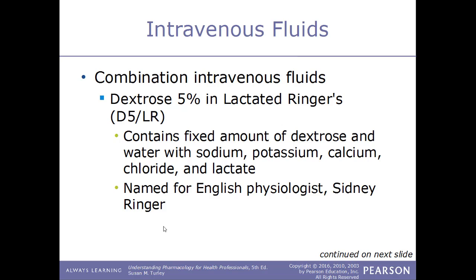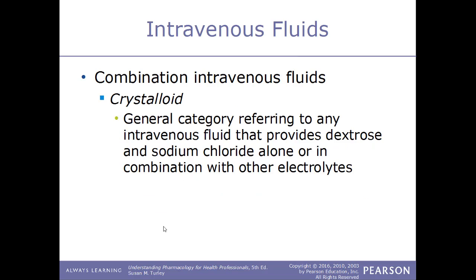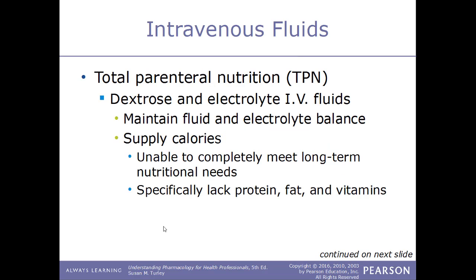This contains a fixed amount of dextrose and water with sodium and potassium, calcium, chloride, and lactate. And this combination was named for the English physiologist Sidney Ringer. Another type of combination IV fluid is called a crystalloid. This is a general category that refers to any IV fluid that provides dextrose and sodium chloride alone or in combination with other electrolytes. Another type of IV fluid you may find are TPNs, total parenteral nutrition.